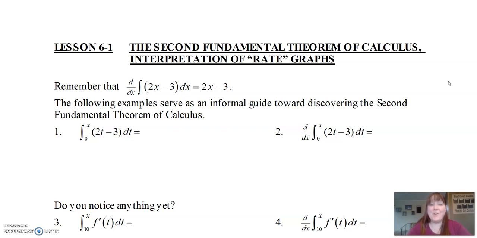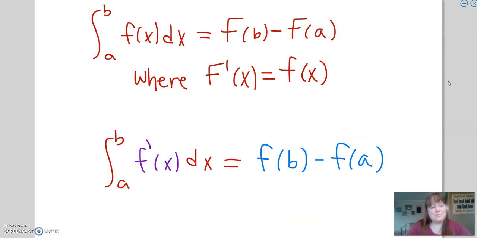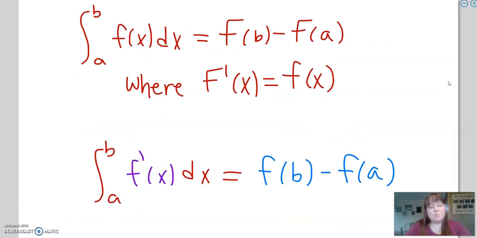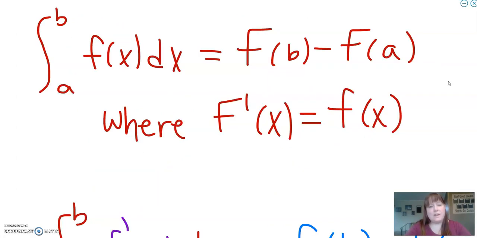So enjoy! Today we're going to talk about the second fundamental theorem of calculus. And what you might think is, wait, didn't we already learn a fundamental theorem of calculus? You are correct, we did. This is the fundamental theorem of calculus. This is the mathy way that we write it a lot of times.